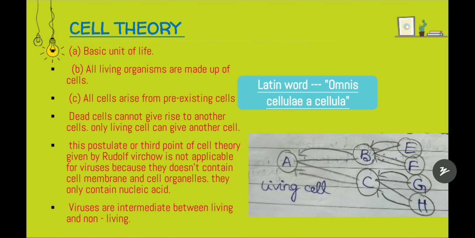So here what happens? G is from C only, H is also from C only, E is from B, and F is also from B. E can again give rise to B, F can again give rise to B, because all are living cells. G can give rise to C again, and H also can give rise to C. Now both B and C can again give rise to A, right? Individually they can give rise to each other. So all living cells can give rise to another cell. This is about the third point of the cell theory.